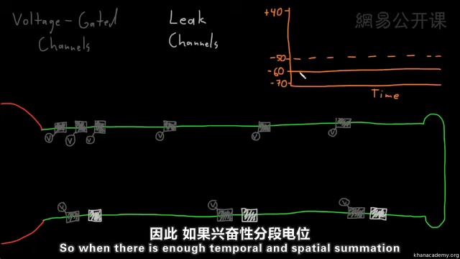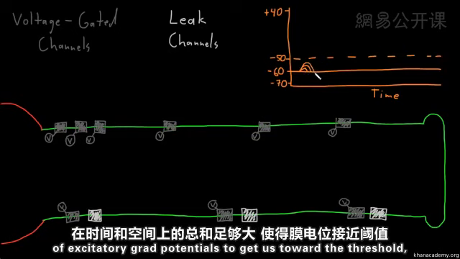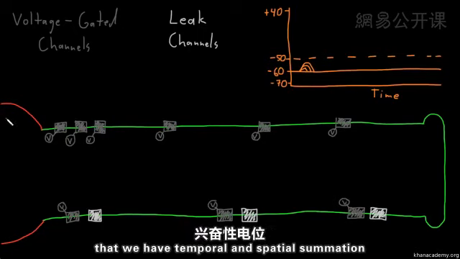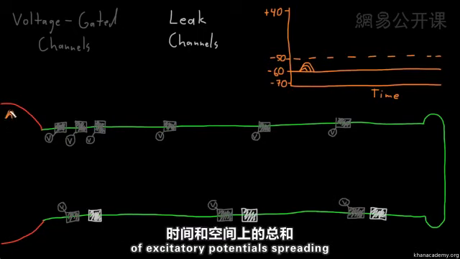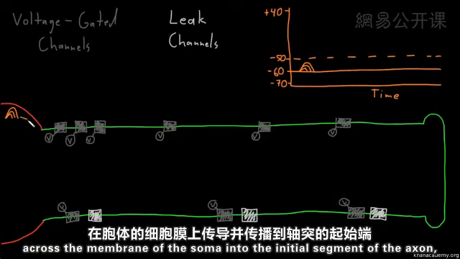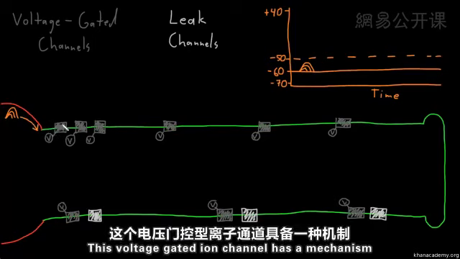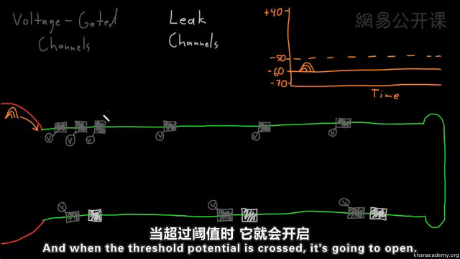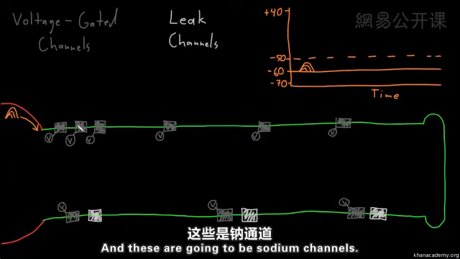So when there is enough temporal and spatial summation of excitatory graded potentials to get us toward the threshold, here at the trigger zone, at the initial segment of the axon, so let me just draw that, we have temporal and spatial summation of excitatory potentials spreading across the membrane of the soma into the initial segment of the axon, the trigger zone. This voltage-gated ion channel has a mechanism to sense this voltage change, and when the threshold potential is crossed, it's going to open, and these are going to be sodium channels.